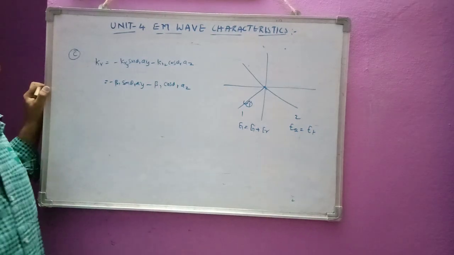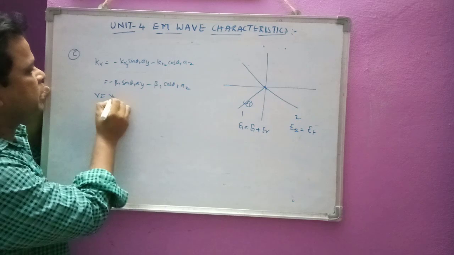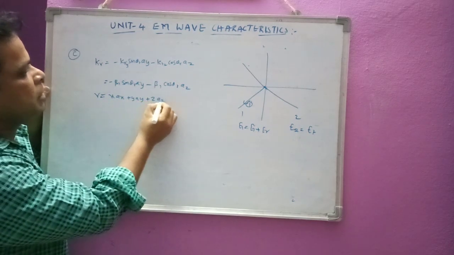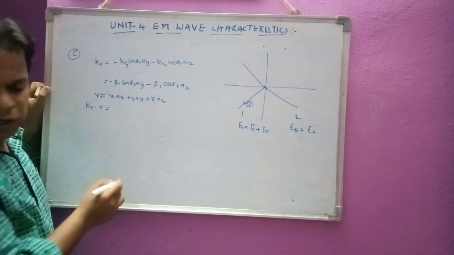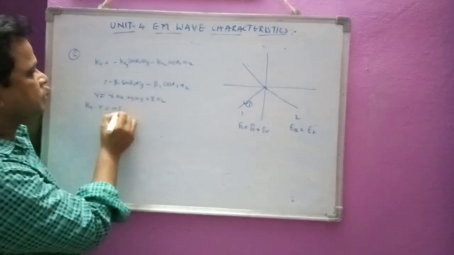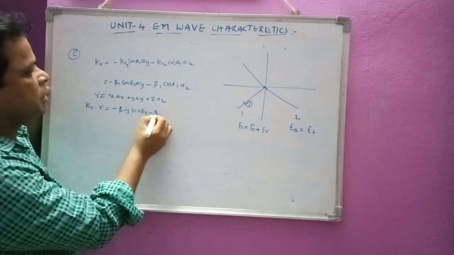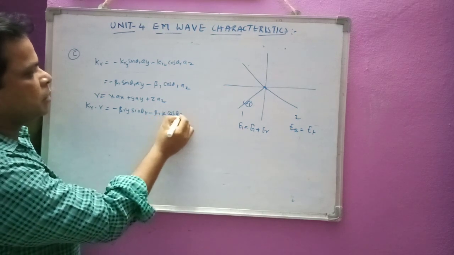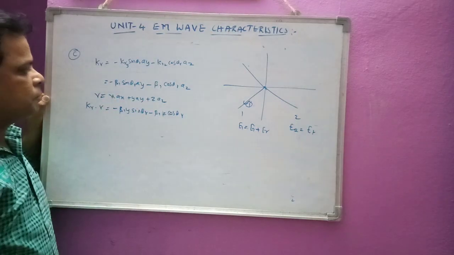Now we know that the r vector, that is the position vector or radius vector, is x ax plus y ay plus z az. If I take the dot product of these two vectors, kr dot r, it will be equivalent to minus beta 1 y sin theta r minus beta 1 into z cos theta r. Okay, and the x product is 0 here.